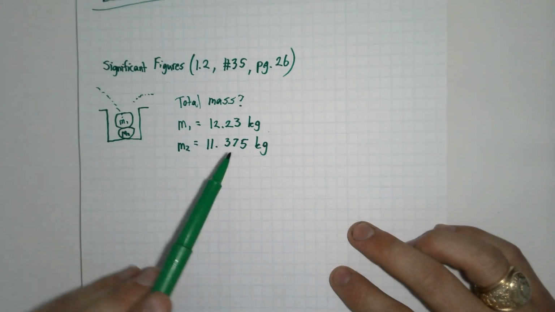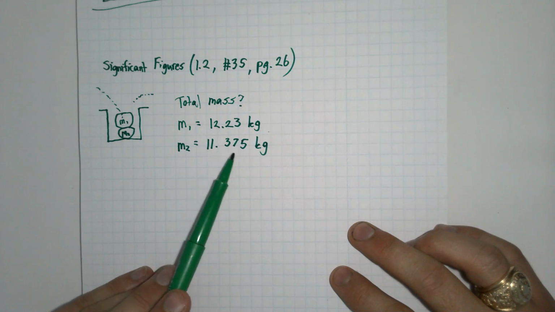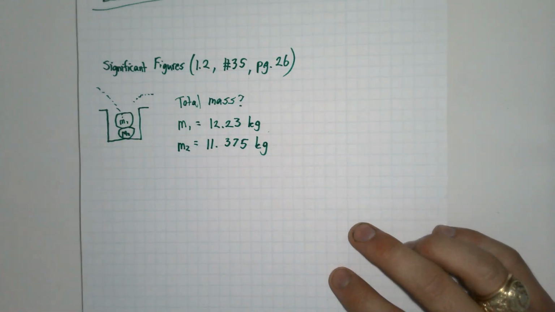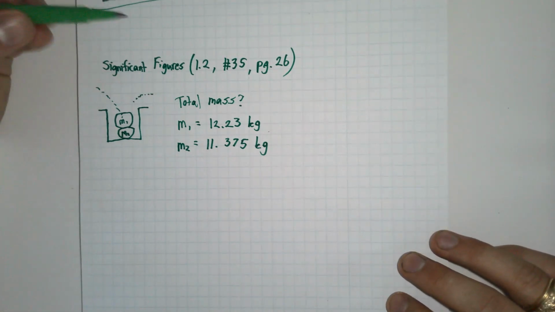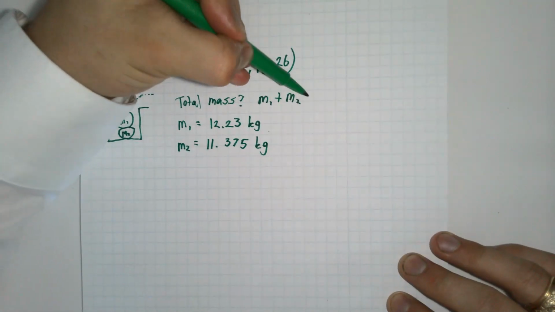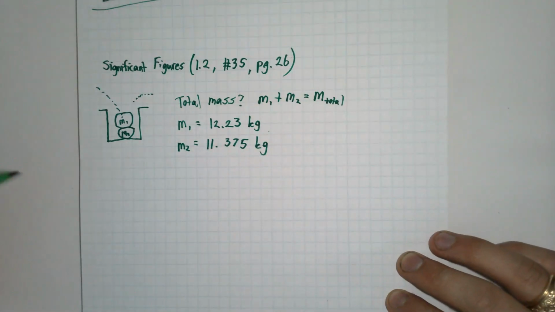First question might be, why does this one seem to be more accurate than this one? We have it to the thousandth place, 0.001, and here we have it to the hundredths place. Maybe we were using different scales and they came from different places. But if we want to know what the total mass is, then we're taking M1, adding that to M2, and that gives us M total.